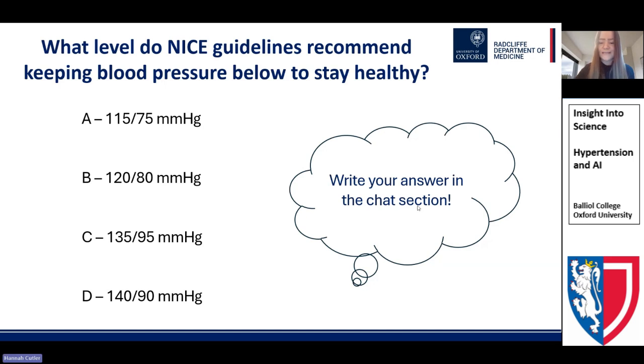Okay, we've got quite a few people saying B. So it seems a lot of people are saying B, a couple of people saying C. So this is to keep your blood pressure below to stay healthy. So you want it below this number. Any other ideas? Okay, so we'll go over the answer.